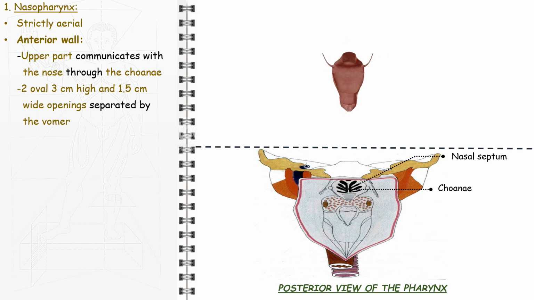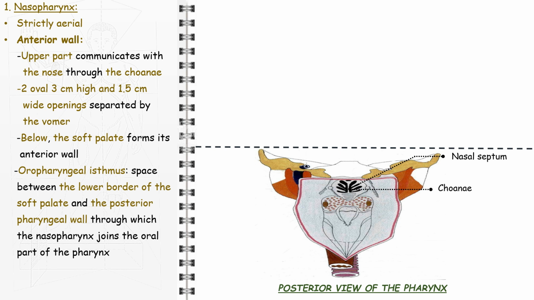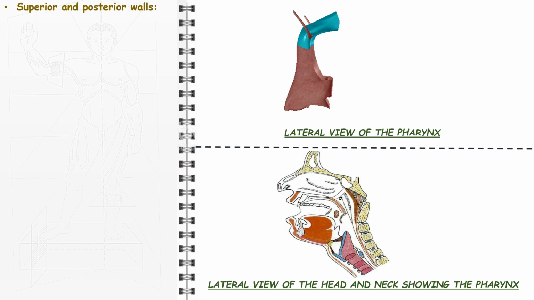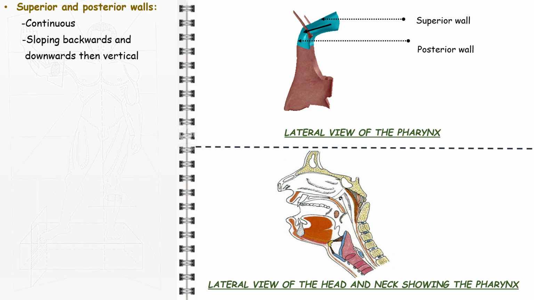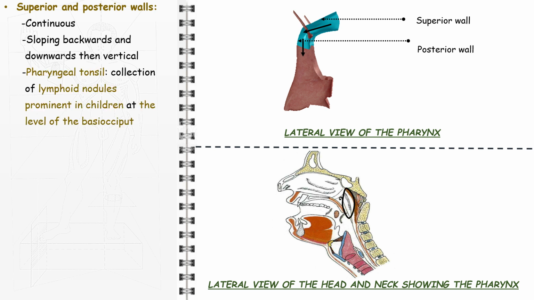Below, the soft palate forms the lower part of its anterior wall. The oropharyngeal isthmus is the space between the lower border of the soft palate and the posterior pharyngeal wall through which the nasopharynx joins the oral part of the pharynx. The superior and posterior walls are continuous. They form a vault concave forwards and downwards and slope backwards and downwards, then stand vertical. They contain the pharyngeal tonsil, which is a collection of lymphoid nodules prominent in children at the level of the base of the occiput. It has a pleated appearance with folds diverging from a median recess, the pharyngeal bursa.